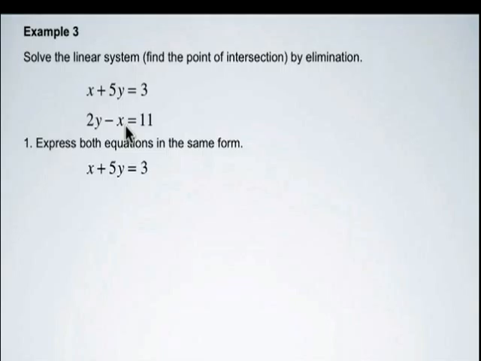So we're going to rearrange our second equation. We're going to put the x term first, so it's going to be negative x plus 2y equals 11. So all we've done is rearranged the second equation, and remember the sign stays with the variable, and the coefficient stays with the variable, so negative x plus 2y equals 11.